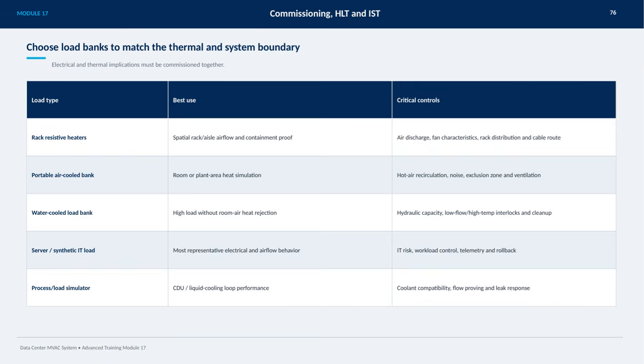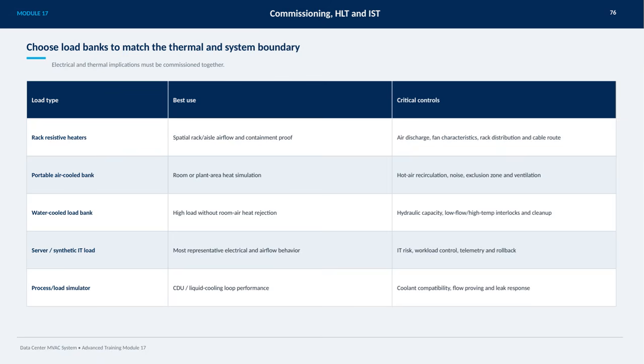Server or synthetic IT loads offer the most representative electrical and airflow behavior, closely mimicking real-world IT environments. This requires managing IT risk effectively, controlling workload, and leveraging telemetry for timely rollback if necessary.